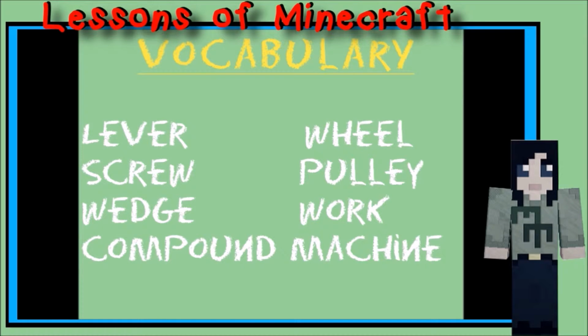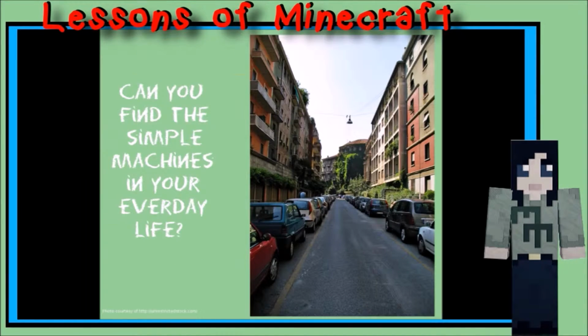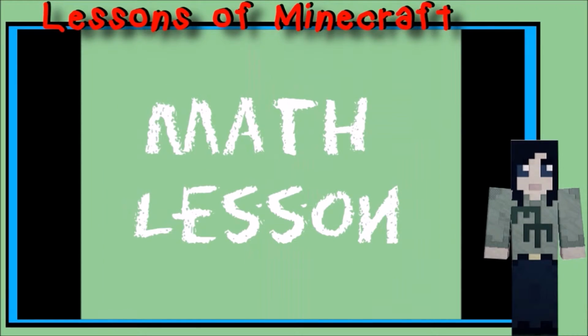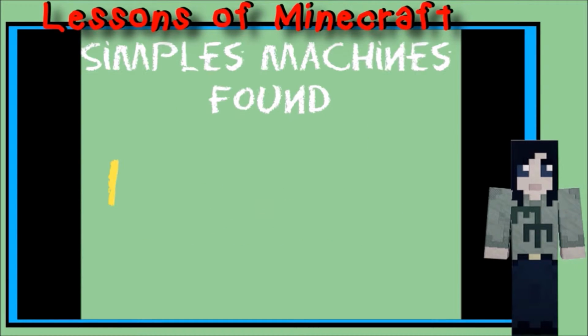A great way to test students' comprehension would be to have your students search the house or classroom for simple and compound machines. This can be expanded out of the classroom setting as well, because simple machines are everywhere. You can turn this search for simple machines into a math lesson. For the youngest students, simply helping them count each found simple machine is a math lesson by itself.